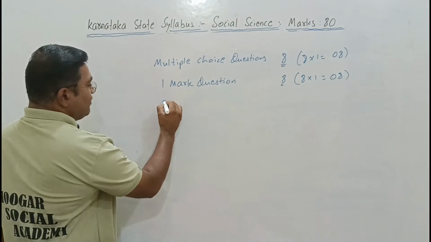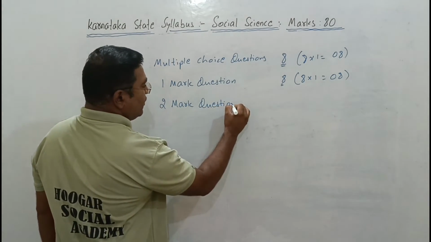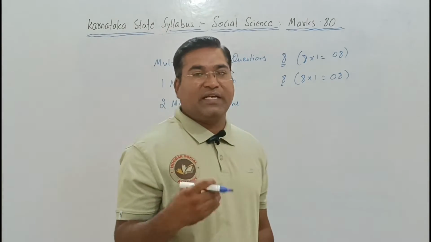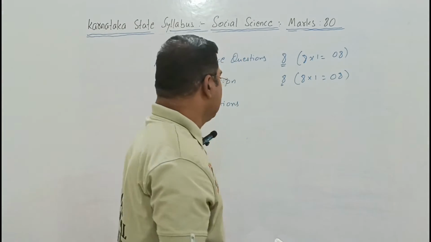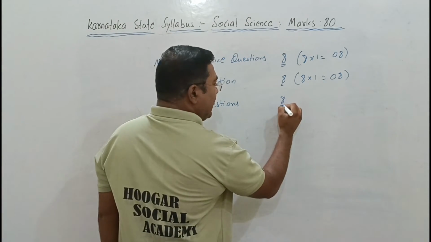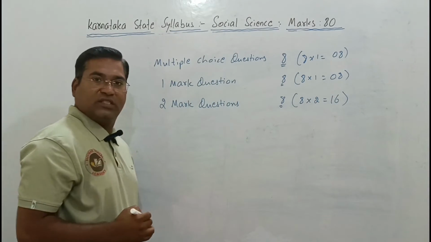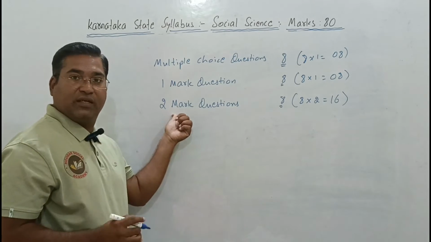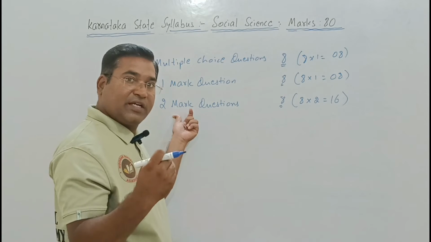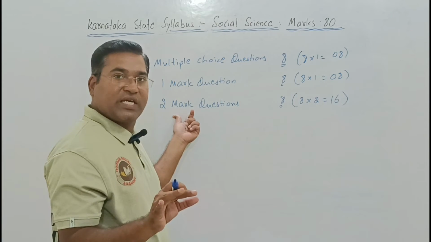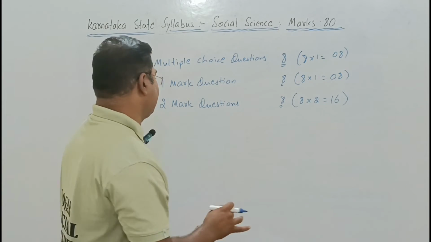Okay, now next comes what? It's the 2 mark questions. Okay, the question will be asked in the form of answer the following questions in 4 to 6 sentences. So here again how many will be asked? 8 questions will be asked. Again 8 into 2 is equal to 16. So according to our history part or geography or economics or business study, overall social science, all the answers you are going to write in points.